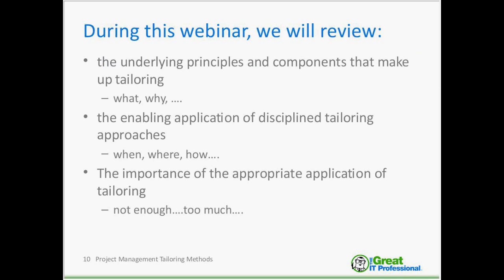During this webinar, we're going to go over a few areas that I think will help get you focused on this tailoring question. I'd like to start by briefly going over the outline of what will be reviewed today. So, as a way to set the stage, I'm going to present the underlying principles and components that make up tailoring. We'll also look at the enabling application of disciplined tailoring approaches, and then we'll transition into the importance of the appropriate application of tailoring.